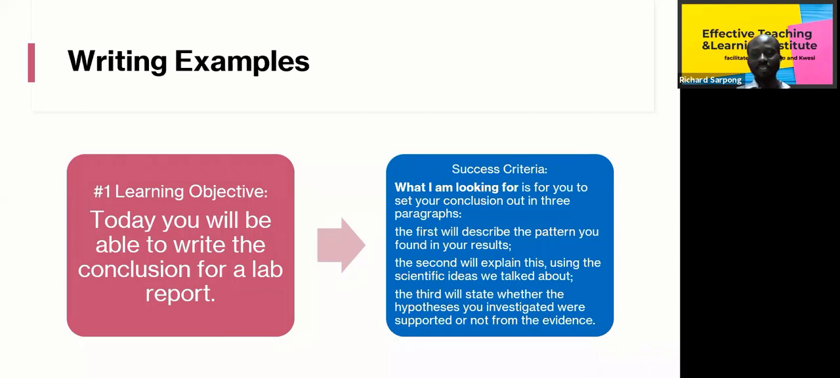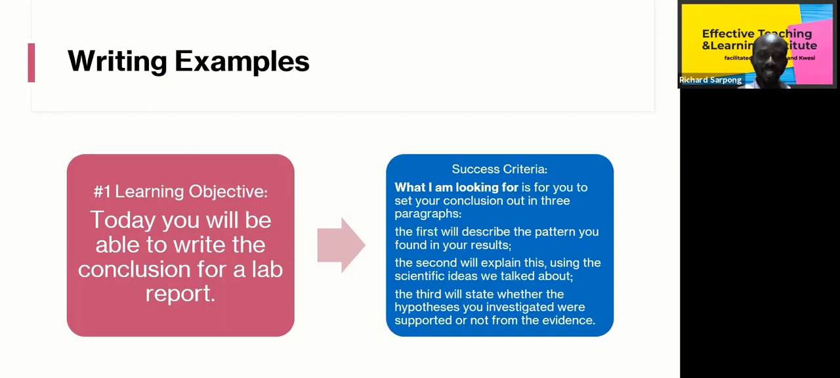So the success criteria can look like this. What I'm looking for is for you to set your conclusion out in 3 paragraphs. The first will describe the pattern you find in your results. In your second paragraph, we want an explanation of that pattern, but you have to use the scientific ideas that the lesson was based on, that you've been talked about.